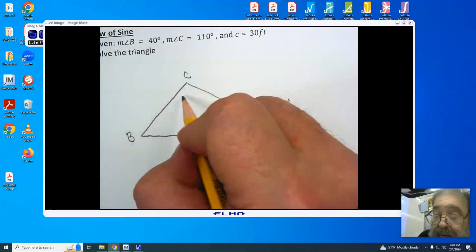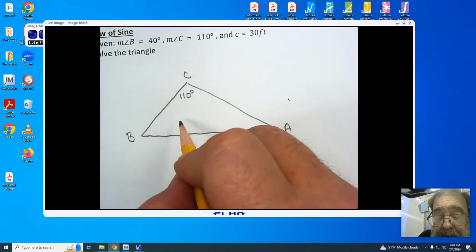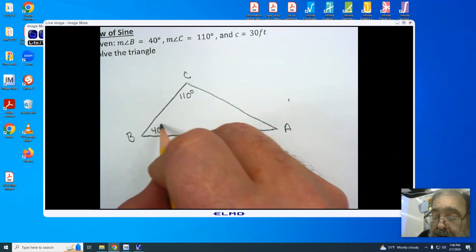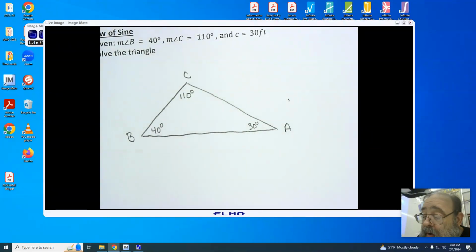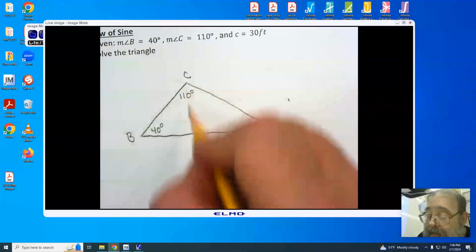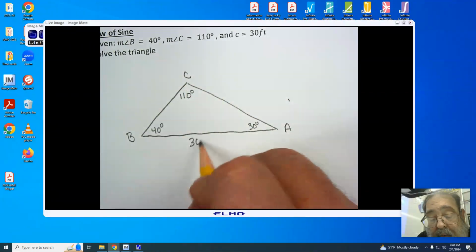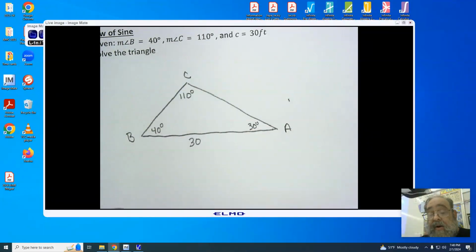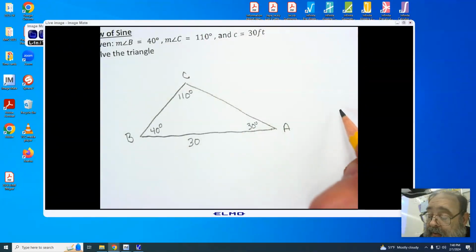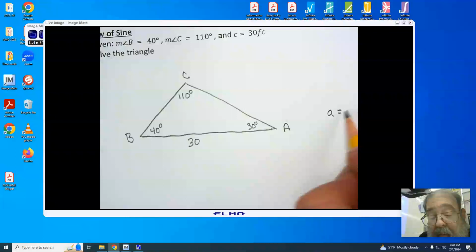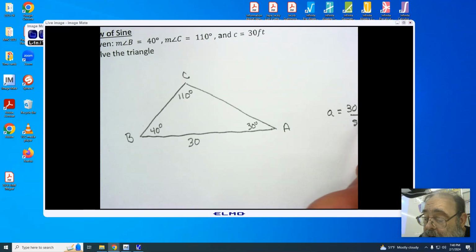C was the obtuse angle at 110 degrees, B was the larger angle at 40 degrees, and A was the smallest angle we found at 30. Our opposite side is 30. We're now going to have to find our sides once again by using the law of sines and setting it up. So A would be 30 sine of 30 degrees divided by the sine of 110 degrees.